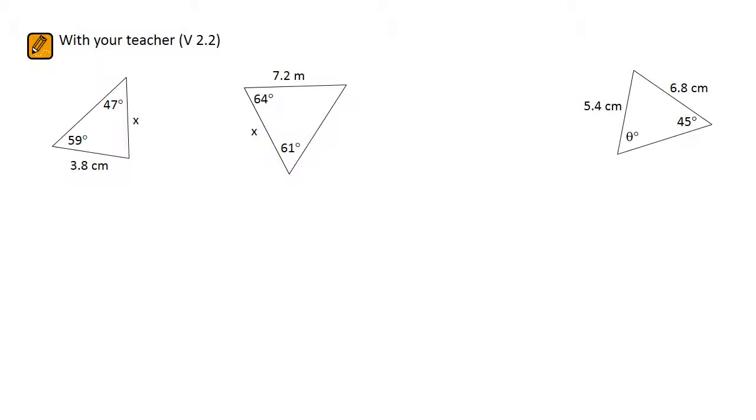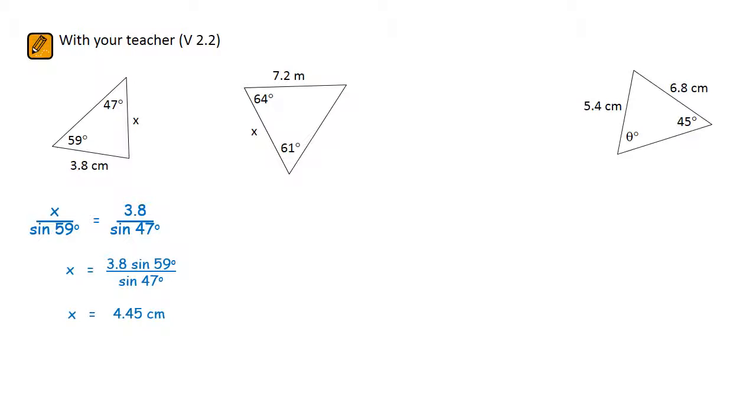In this first one, we can say that x over the sine of the angle opposite it, sine 59, is equal to 3.8 over the sine of the angle opposite it, sine 47. Now there's no need for cross multiplication here, because we can get x by itself simply by multiplying both sides by the sine of 59. So x equals 3.8 times the sine of 59 over the sine of 47, and we can work that out on our calculator. x is equal to 4.45 centimetres.